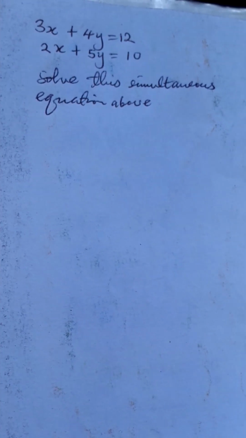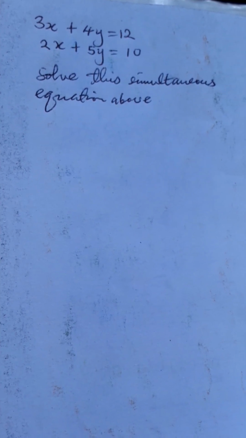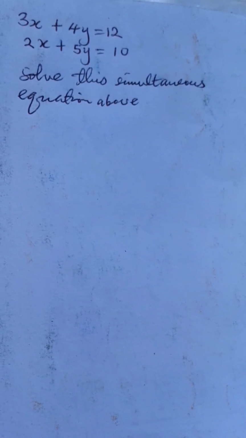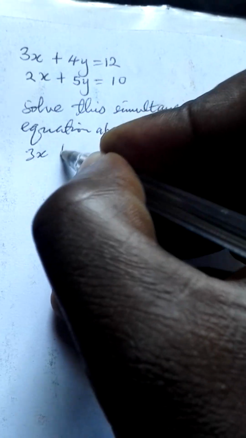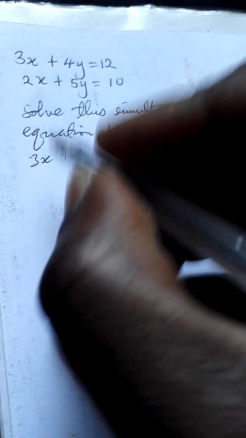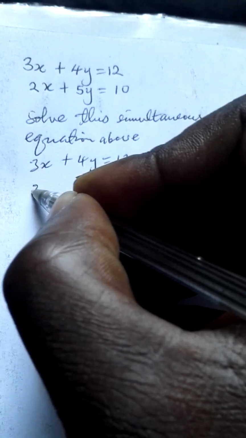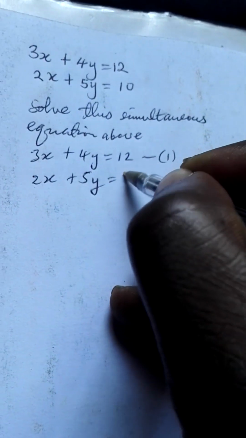Solve the simultaneous equation above. So we are going to start with the equation 3x plus 4y equals 12. This is equation 1. And 2x plus 5y equals 10.